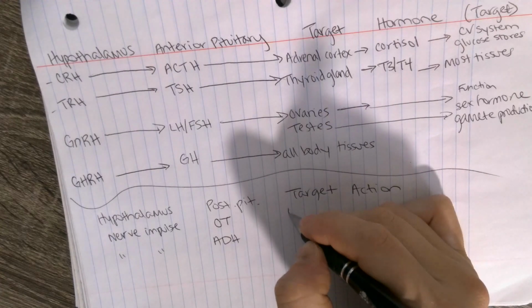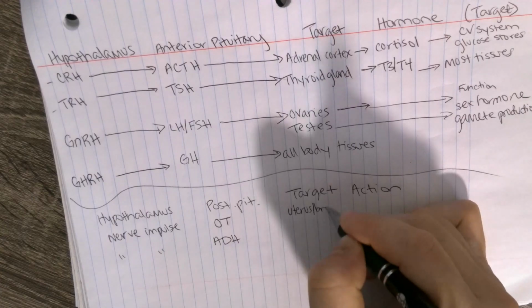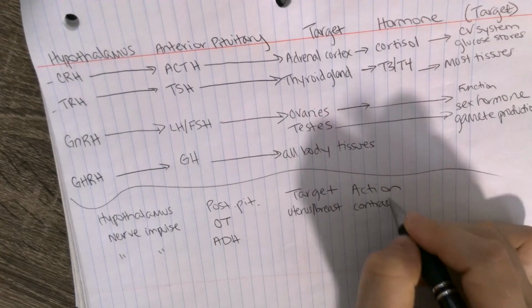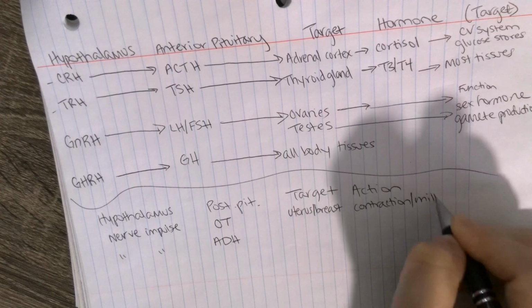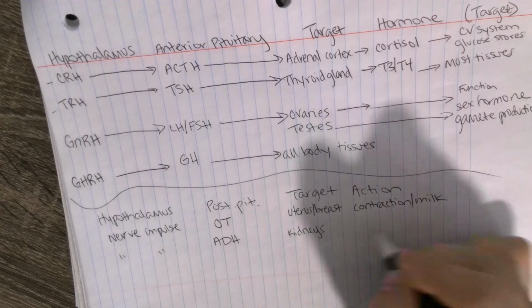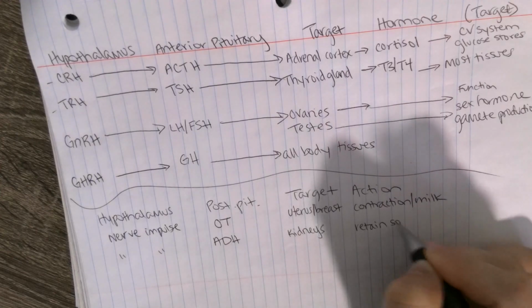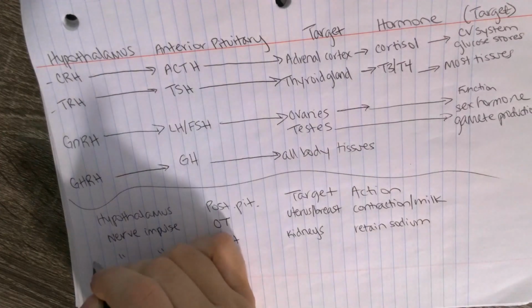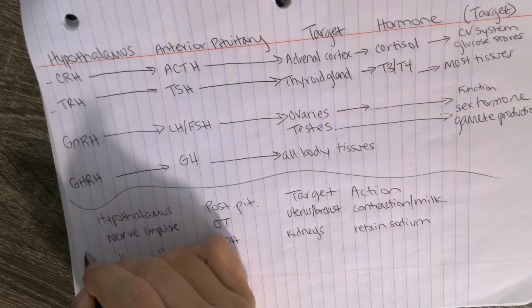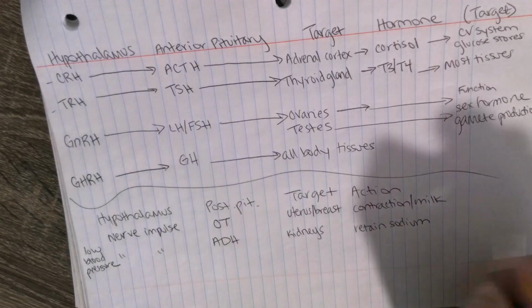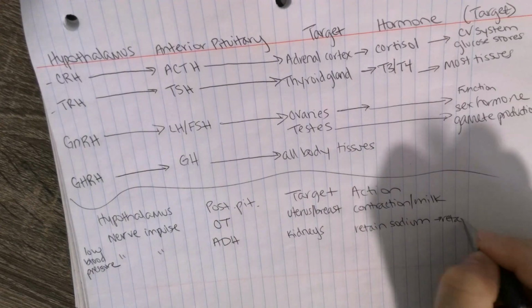Oxytocin targets the uterus and breast tissue, and then the action would be contractions and milk production. ADH targets the kidneys to retain sodium. And if you need to, you can even write what the stimulus was over here. The stimulus for that one was low blood pressure, right? And so we're going to retain sodium, and therefore we're going to retain water.